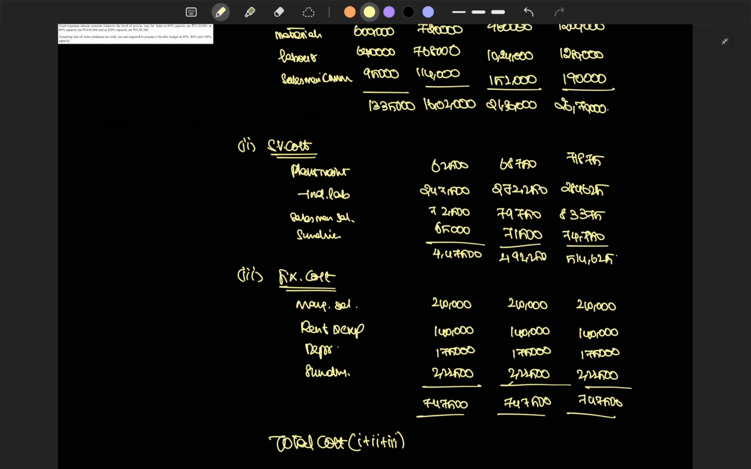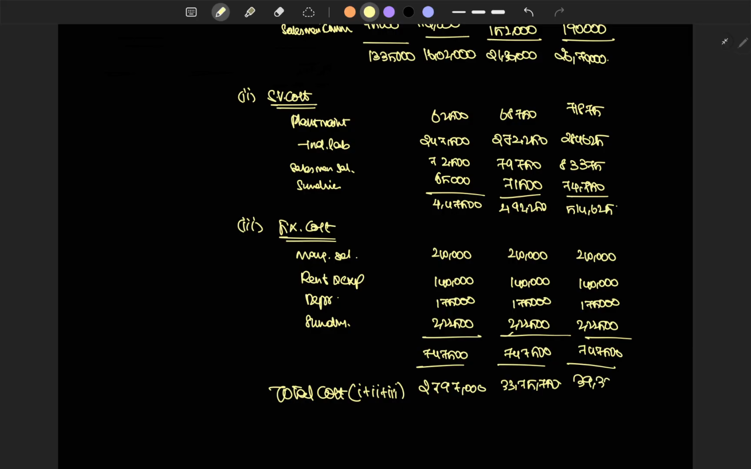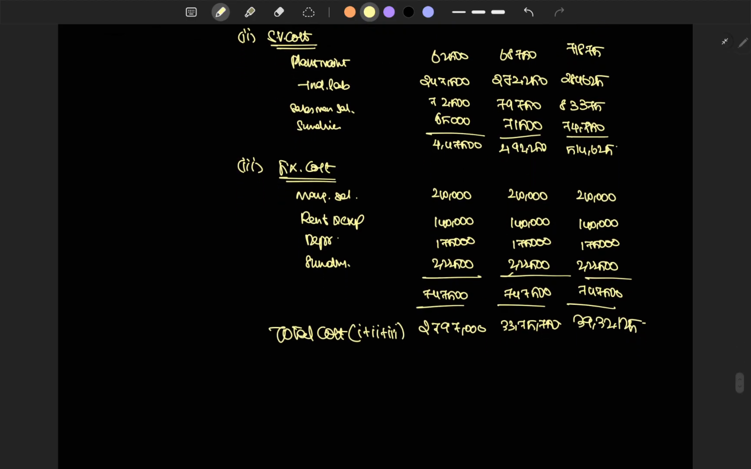Okay, 16 lakh 2,000 plus 4 lakh 40,500, then 7 lakh 47,500, which is 27 lakh 97,000, and then 21 lakh 36,000 plus 4 lakh 92,250, and then 7 lakh 47,500, which is 33 lakh 75,750, and then 26,70,000 plus 5,14,625, and then 7,47,500, which is, sorry, 39 lakhs 32,125.